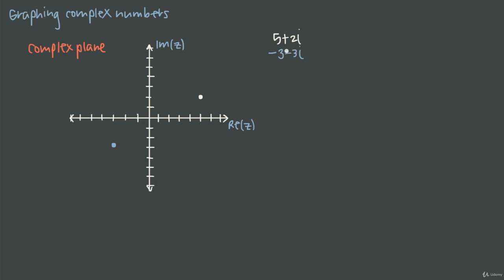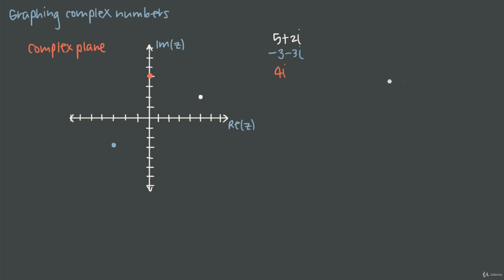You'll also run into situations where the real part or the imaginary part is 0. So let's say we want to graph 4i. Well, in that case, the real part is 0. So we stay right here at the origin for the real part, and then we just go up 4 units in the positive direction of the imaginary axis, 1, 2, 3, 4, and that point is going to be right here. So if it's a pure imaginary number, the number will be on the imaginary axis somewhere.